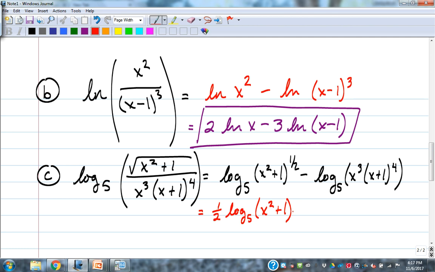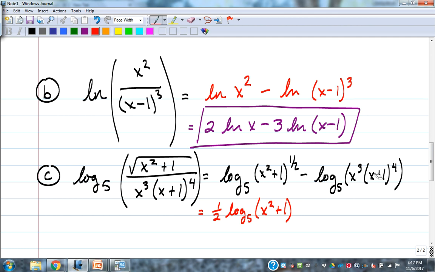Can I do anything else with this x squared plus 1? No, because I don't have any properties that work with addition inside of a log. Only multiplication and division and exponents. Okay? So I've done everything I can to the first piece. Now let's look at the second piece.